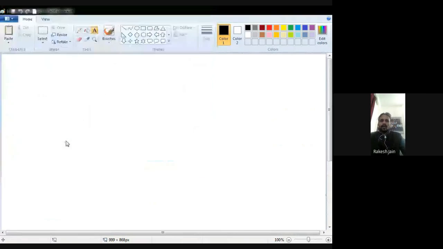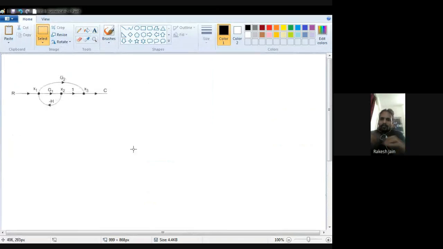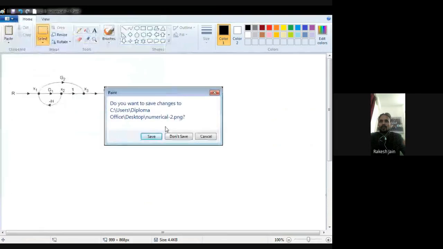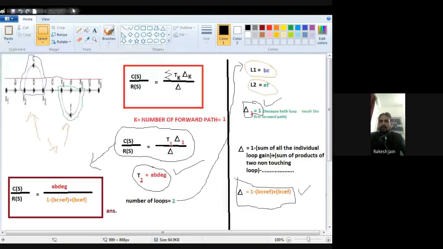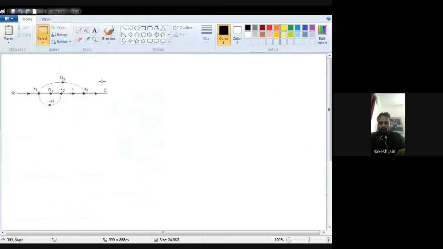I just save the file. Now see the next numerical. So let's suppose this is my numerical. Now I have to find the same things, the transfer function and so on. So first of all I write down the formula as we wrote previously. I just copy the formula, so time will be saved.